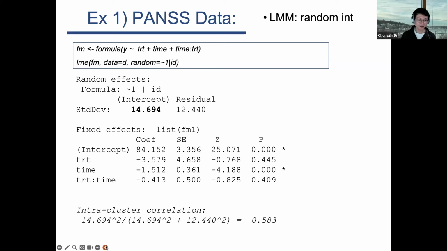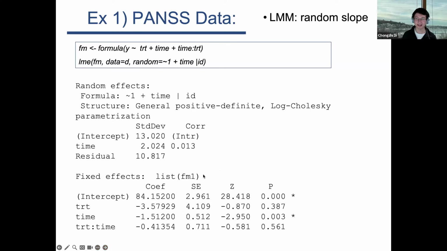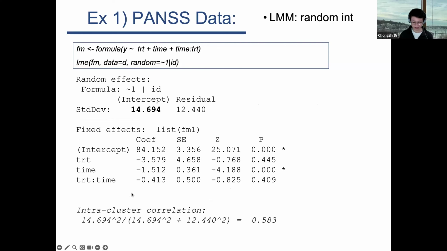And then we know that this model assumes an exchangeable correlation structure, right? From the exploration, we know that that's maybe not the most plausible, because we do see evidence of the correlation changing over time. So we tried adding a random slope, so we have both a random intercept and a random slope in the model.